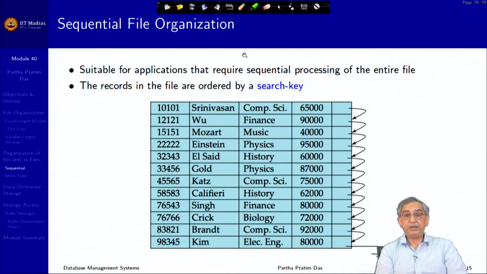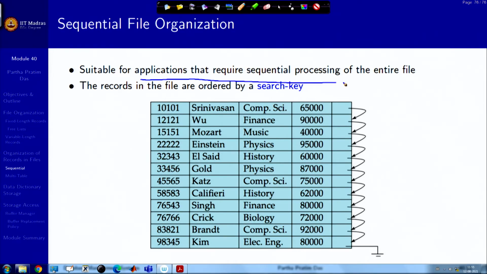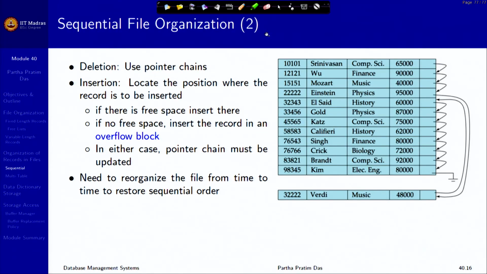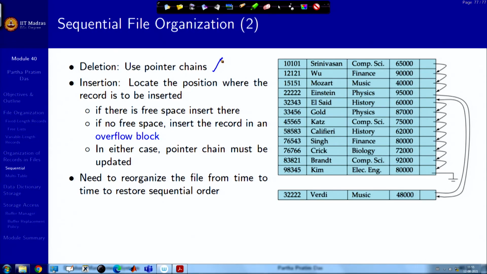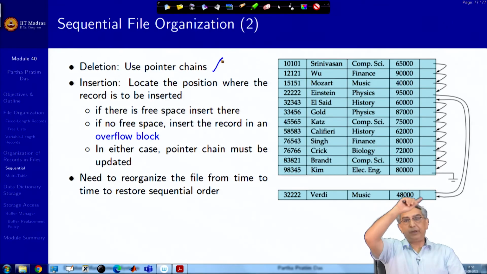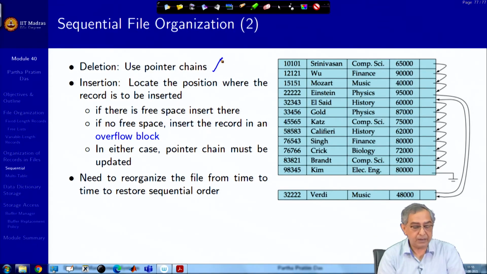So this is a sequential organization. It is suitable for applications that need sequential processing of the entire file. So you keep them one after the other, and these links basically tell you the order in terms of the search key. Right? So what will happen if you have to delete? All that you will need is to change this pointer link. Right? You will just skip that, put it to the next, and whatever got freed, you will put it to the free list. So pointer management, deletion is done.